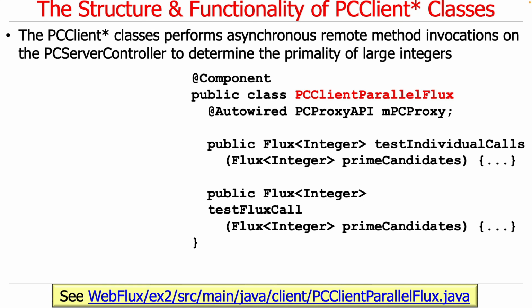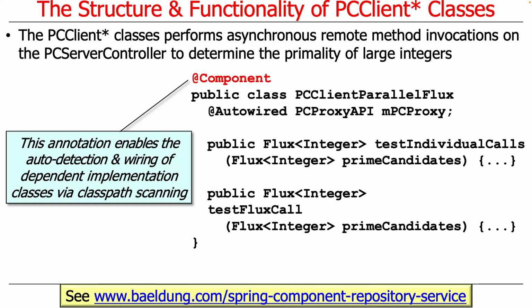So a couple things. We have a class that's going to provide the mechanisms for making these calls. And as you can see here, it's called PCClient Parallel Flux. And we've got one for the concurrent flux stuff as well. And in this particular class, it's going to define several things.